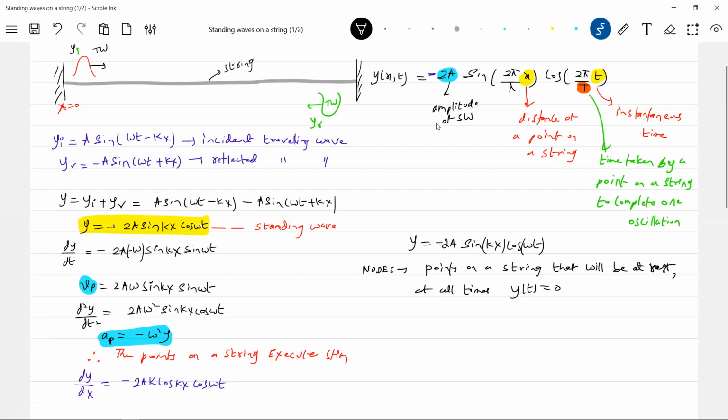Y of t should be 0. That's all. So how do we locate them? For that, what is the condition? Sine kx must be 0. Mathematically, kx equals n pi. We know kx equals 2 pi by lambda times x, so what are the positions? x equals n lambda by 2, where n equals 0, 1, 2, 3, 4, and so on.